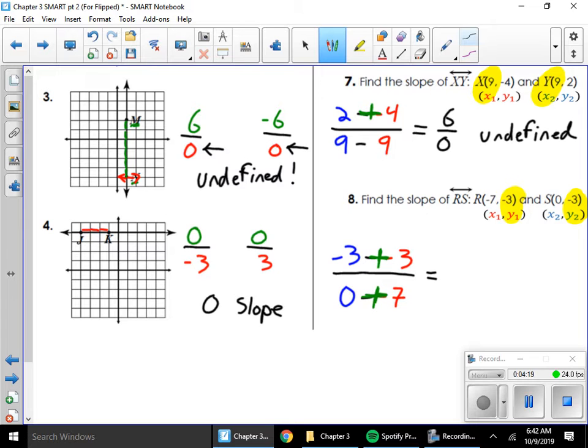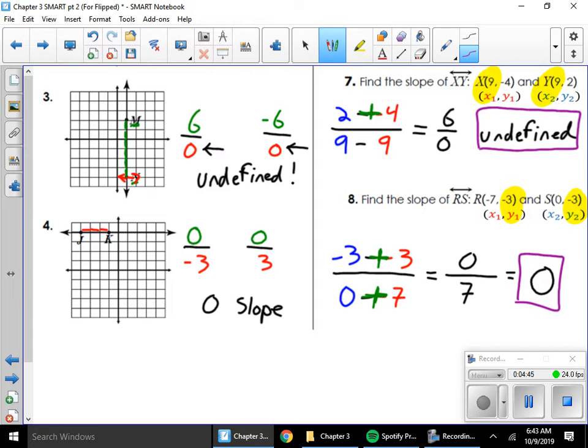So -3 plus 3, that's a 0 in the numerator. 0 plus 7 is 7 in the denominator. Hey, if I have 0 cupcakes and I want to split them among 7 people, everybody just gets 0 cupcakes. This is something I'm allowed to do. So these are our 2 different slopes, undefined slopes and a 0 slope. Again, they do sometimes get confusing, but if you look at the graph and apply rise over run, or you look at 2 points and apply the slope formula, you will see in the arithmetic which one equals 0 and which one is undefined.